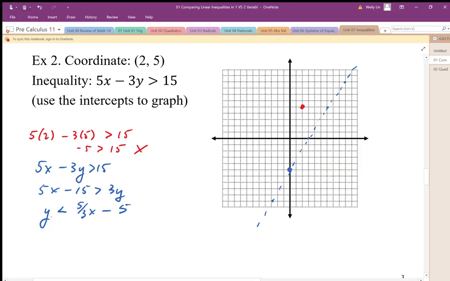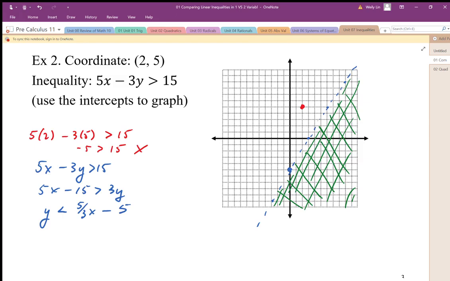And if I verify my inequality sign, y is less than, that also verifies that I should be using below the line as my solution set. Okay, so there's my solution set below the line. I can test any of those dots on that side and it will satisfy my inequality.